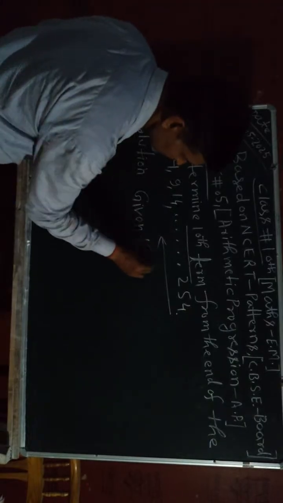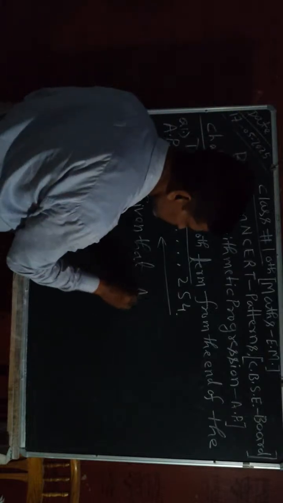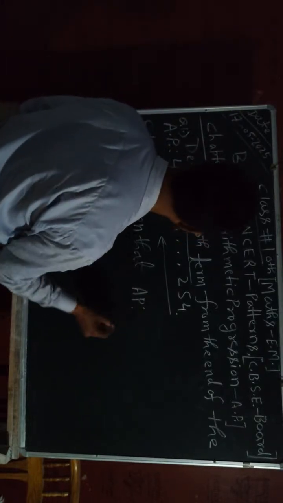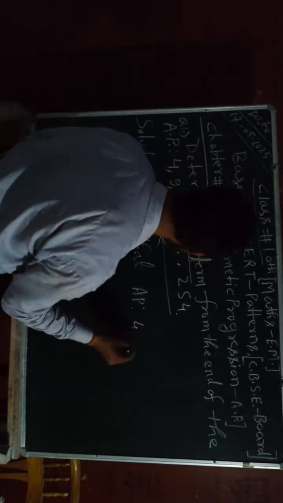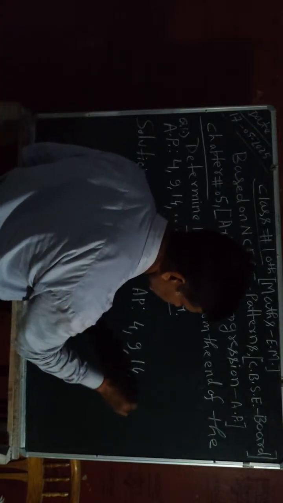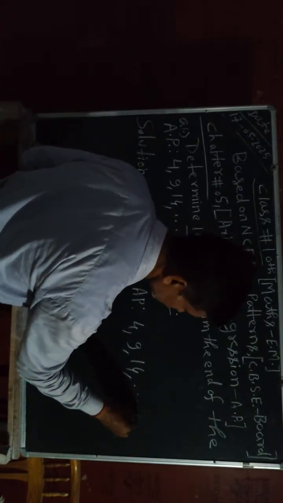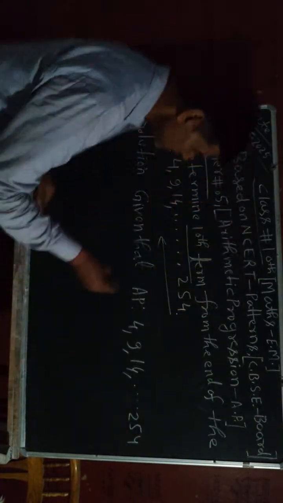Here I have to write given that. So what is given? We have to write here given that the AP sequence is given as 4, 9, 14, and so on. The last term is given as 254. It means the last term of the series.